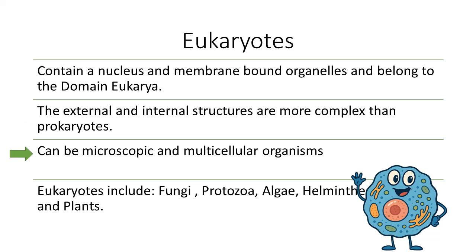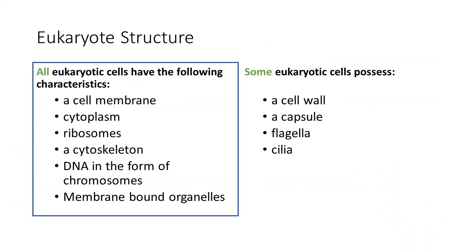And they're not just going to be microscopic. Some of them are going to be multicellular and quite large and macroscopic. The eukaryotic group is going to contain those fungi and the algae, plants, animals, etc. So we're going to go through the various structures, but remember, as with the prokaryotic cells, some of these structures are going to be found in all eukaryotic cells.